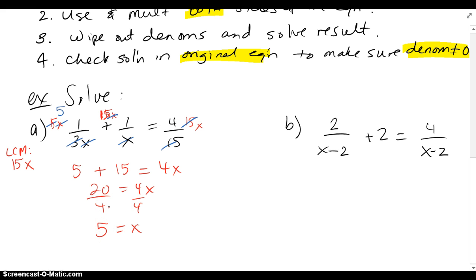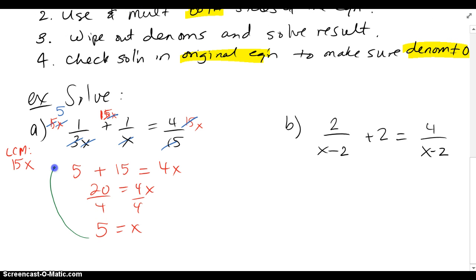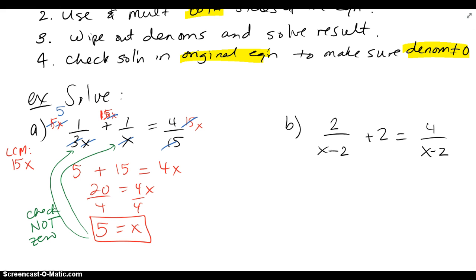But now I must check it in the original denominators. So again, once I get that, I go check it in the original denominators, and they don't become 0. First one becomes a 15, second one becomes a 5. That one's a number anyway, so x equals 5 must be the solution.